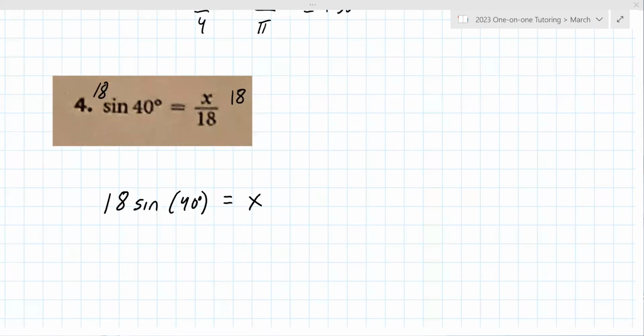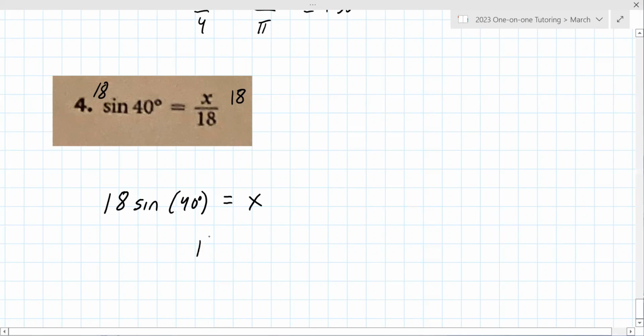18. And this is not the sine with the -1. This is just normal sine. Normal sine. 18 sine 40. Oh my gosh, I'm doing it on the Desmos one right now. That's fine. Yeah. And then 11.57. Yeah, 11.57.